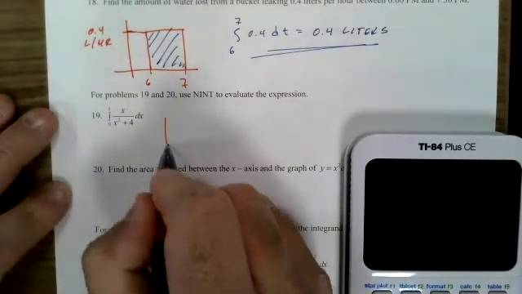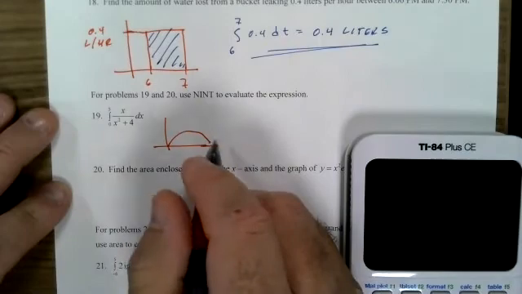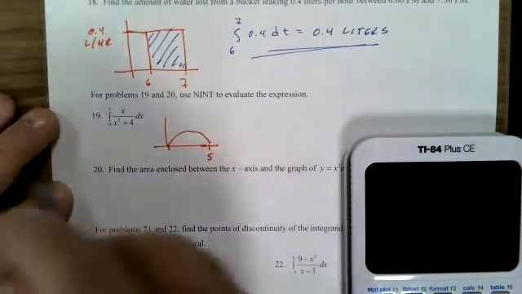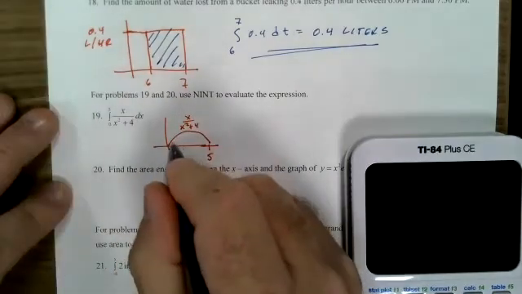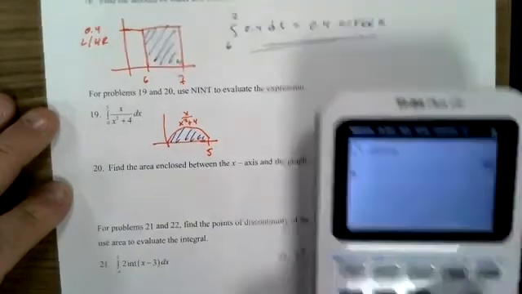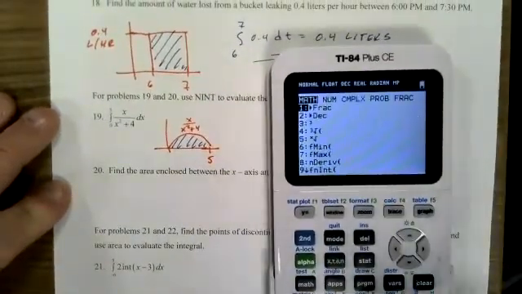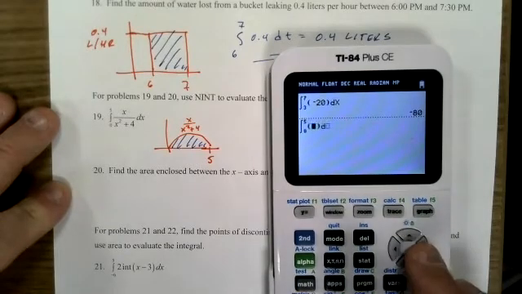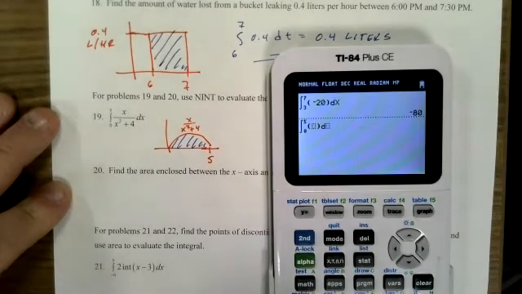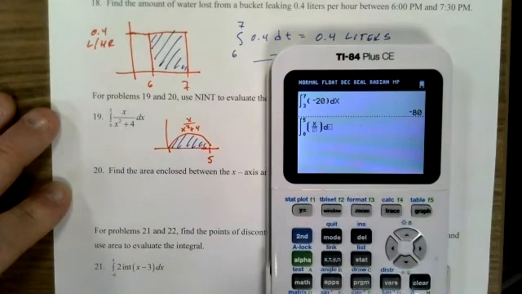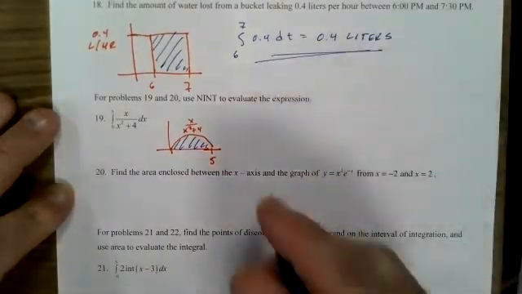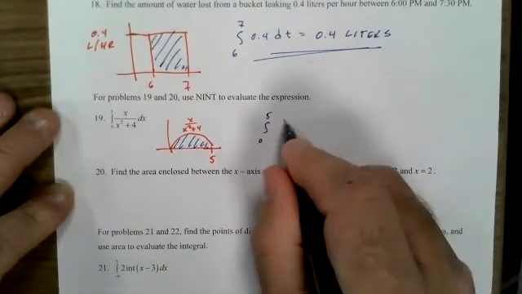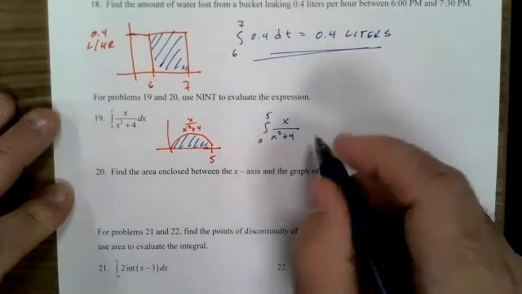Just because we've been doing so much graphing, this looks something like this. 5, and this is a 4. So, what's that area is what they're asking. Zero to 5, x over x squared plus 4. 0.991. I like writing this out just for the practice. Notice no parentheses because that's kind of a standalone piece.